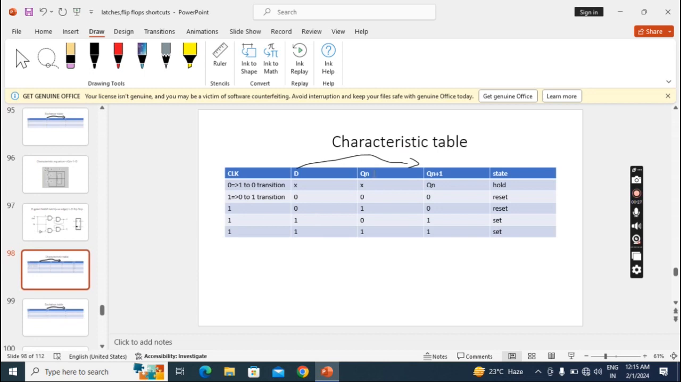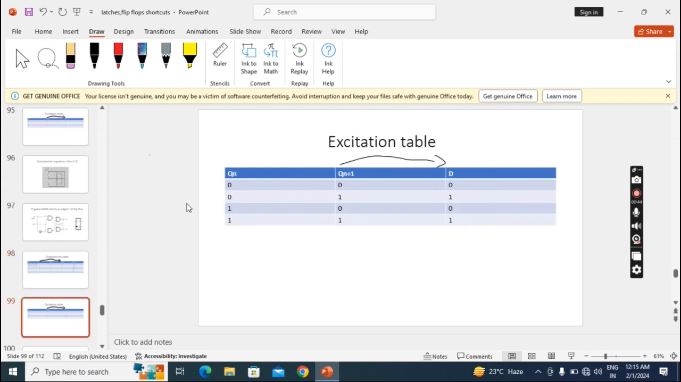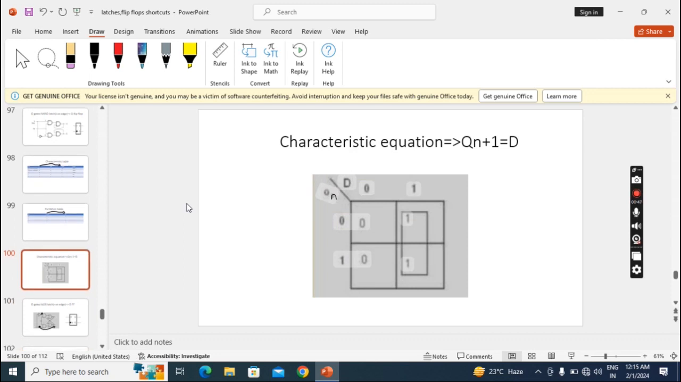This characteristic table is also the same, just the latch works with levels, but this will work with the edges. So here 0 means it is working during the 1 to 0 transition. Here 1 means it is working during the 0 to 1 transition. Remaining everything is the same. The excitation table is the same as the latch, and the characteristic equation is also the same as the latch.